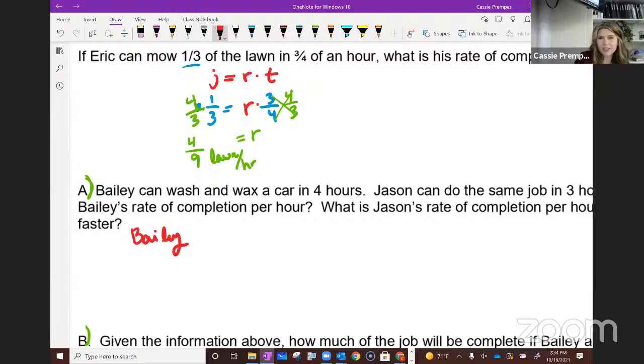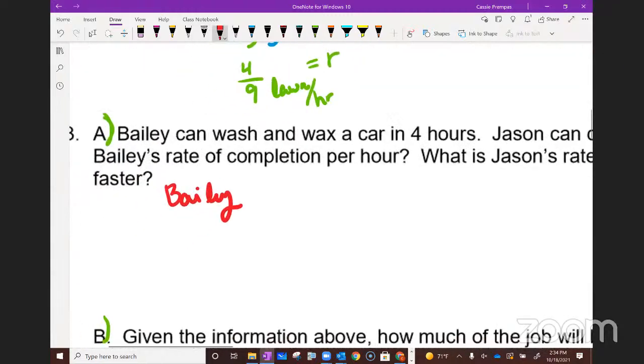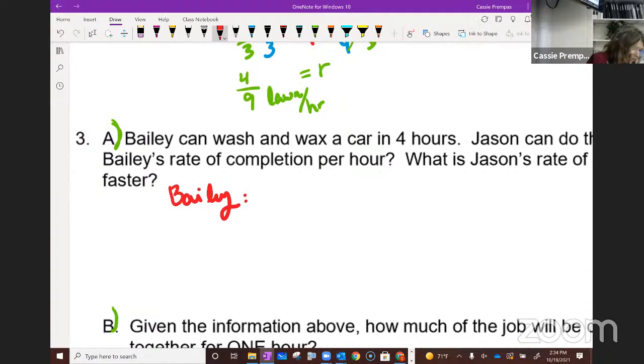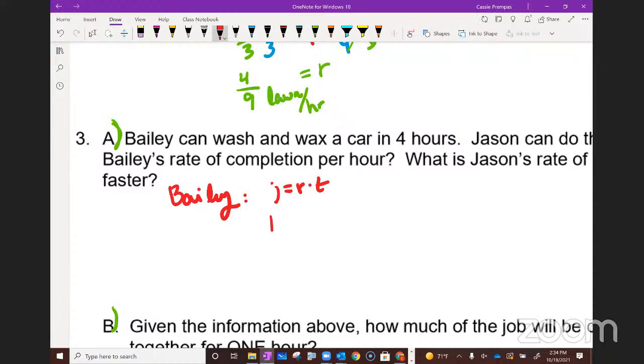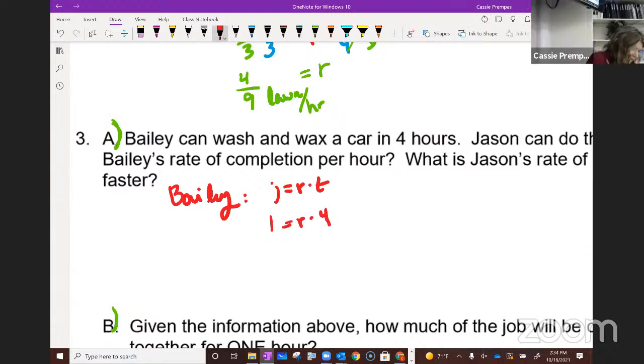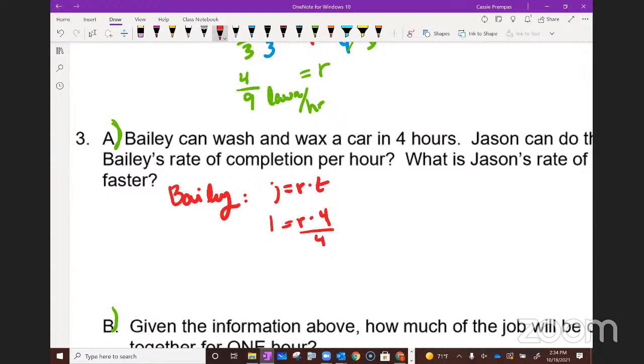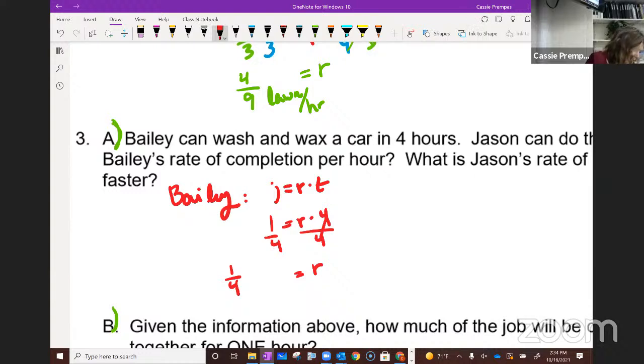Okay, so Olivia, I think yep. So what would you do to determine Bailey's rate? So you would set it up J equals R times T. Nice. And then it would be like J equals R times 4. Okay. And then you would divide by 4. Yeah, both sides. And then the rate would be 1/4. Nice. So 1/4 of the car per hour, right? Yeah, car per hour, yes.